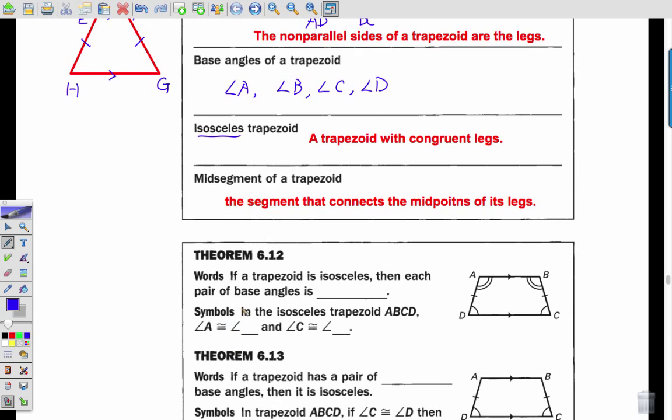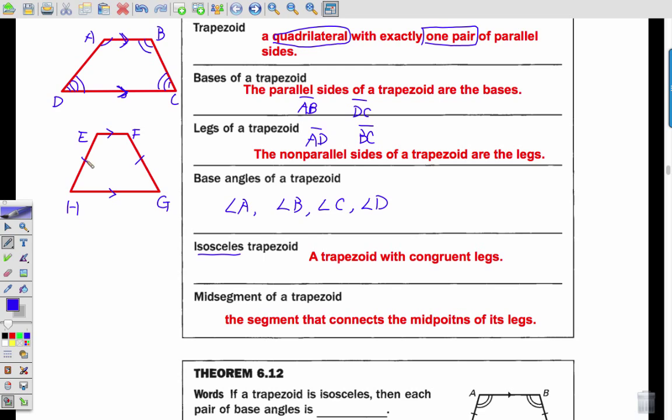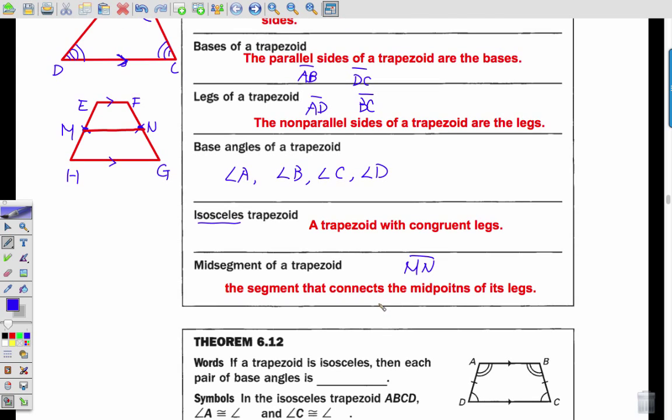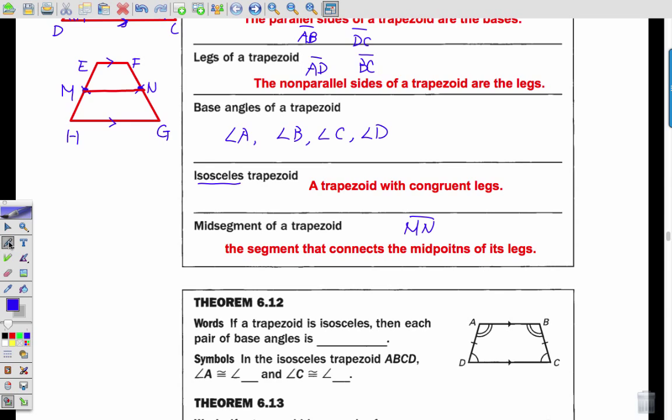And the mid-segment of a trapezoid: if we find the midpoint in here, and the midpoint in here, and now we connect these two midpoints, and we call them M and N, then MN is the mid-segment that connects both midpoints. If you imagine M is a midpoint, therefore this part and this part are congruent, and this part and this part are congruent.